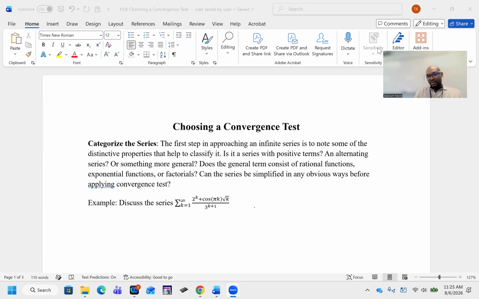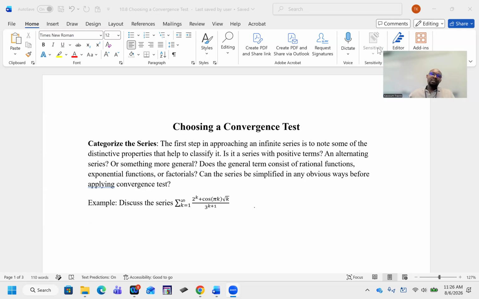Categorizing the series. The first step in approaching an infinite series is to note some of the distinctive properties that help to classify it. Is it a series with positive terms, an alternating series, or something more general? Does the general term consist of rational functions, exponential functions, or factorials? Can the series be simplified in any obvious way before applying convergence tests?